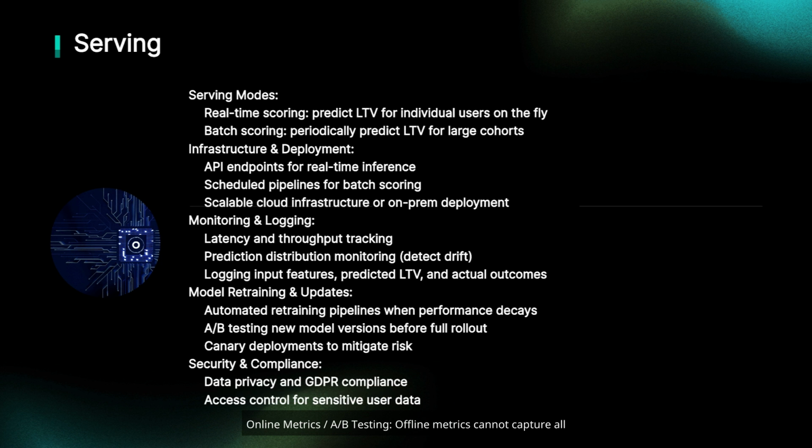Online metrics and A/B testing. Offline metrics cannot capture all business realities, so running controlled experiments in live settings is essential. For example, using model predictions to guide marketing or retention strategies, we can measure the actual revenue lift or improvements in retention for targeted user segments. Engagement metrics like conversion rate, churn reduction, and purchase frequency provide additional evidence of model efficacy.